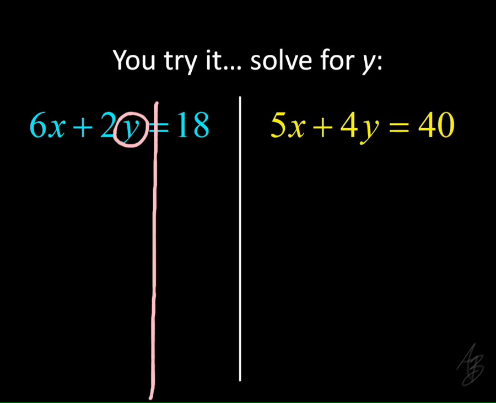Okay, good. So to get this y by itself, the first thing we'll do is get rid of this 6x. And to get rid of that, we need to subtract 6x. So we'll subtract 6x from both sides. And over here on the left side, the 6x and the negative 6x cancel each other out, and what's left over there? On the left side, 2y.